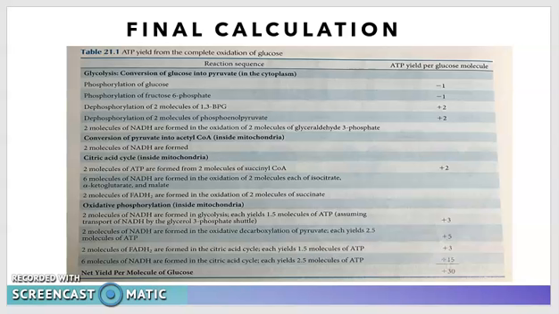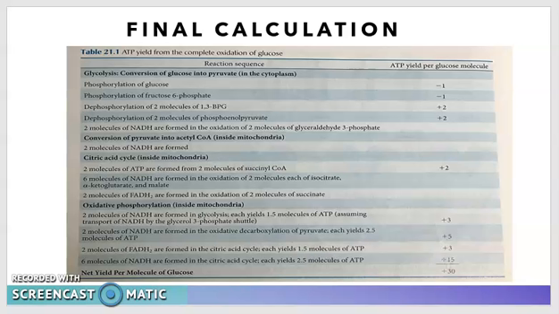Each yields 1.5 molecules of ATP, so that gives us 3 ATPs. 2 molecules of NADH are formed in the oxidative decarboxylation of pyruvate. Each yields 2.5 molecules of ATP, which gives us 5, so that's 8 so far. And 2 molecules of FADH2 are formed in the citric acid cycle. Each yields 1.5 molecules of ATP, and that gives us 3 additional ATPs, so that's 11.